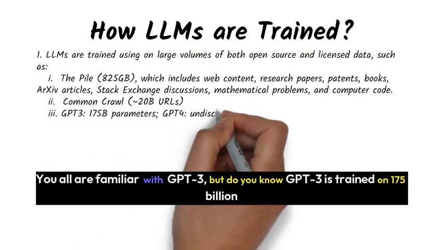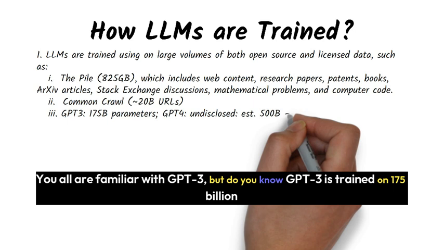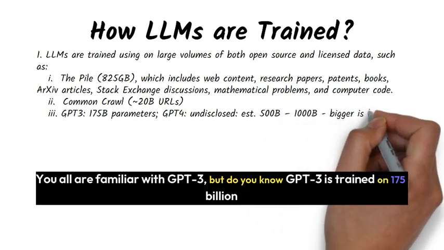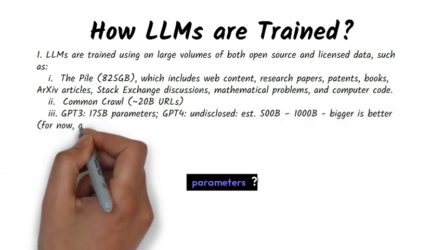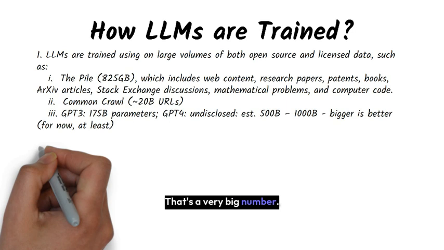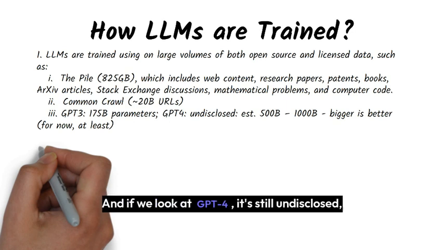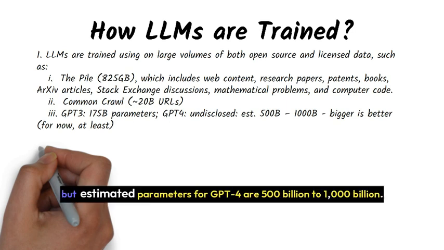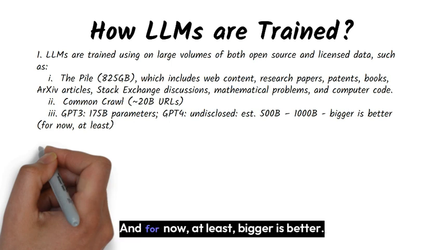You all are familiar with GPT-3, but do you know GPT-3 is trained on 175 billion parameters? That's a very big number. And if we look at GPT-4, it's still undisclosed, but estimated parameters for GPT-4 are 500 billion to 1,000 billion. And for now, at least, bigger is better.